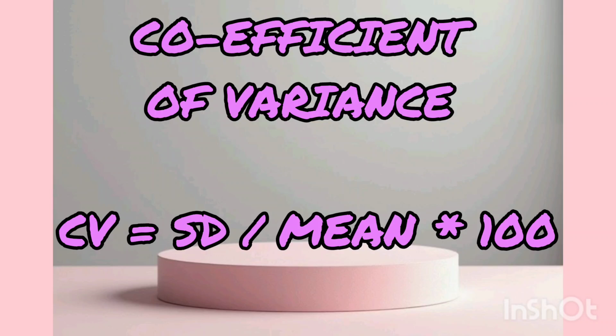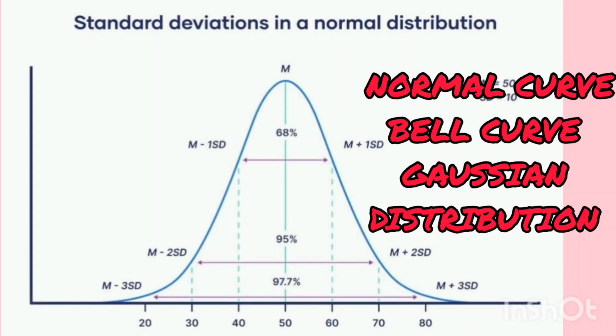It will be better if you just write down these formulas somewhere and revise them frequently, so that whenever you come across numerical questions, you can do them well. A very important numerical diagram asked is the normal curve, bell curve or Gaussian distribution curve. What happens in this is, mean plus or minus 1 standard deviation is 68%, mean plus or minus 2 standard deviation is 95%, and mean plus or minus 3 standard deviation is 98%.